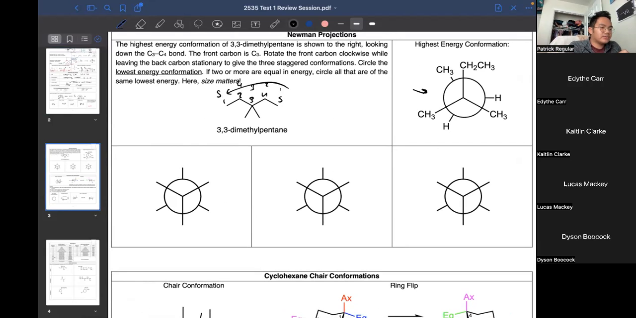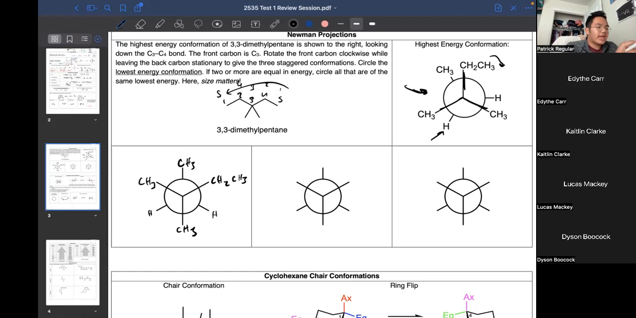Now, we have to just draw staggered Newman projections. I couldn't find the word. And for me, I just take a look at this and basically copy it down. So for this front ring, let's just keep the front ring as it is: CH2, CH3, CH3, CH3. And then this back ring, let's just keep it as it is: CH3, H, H.